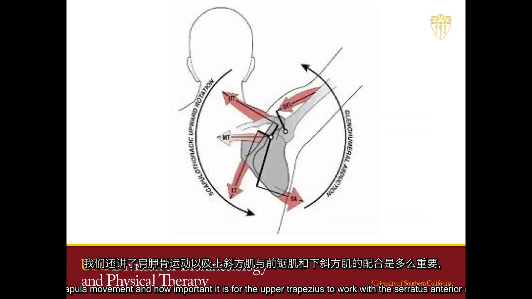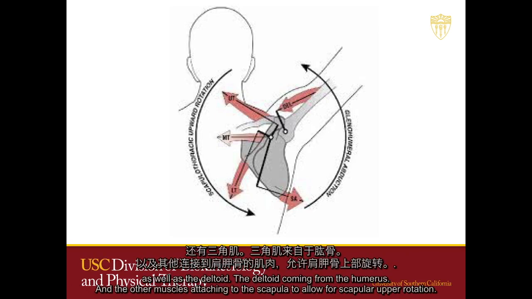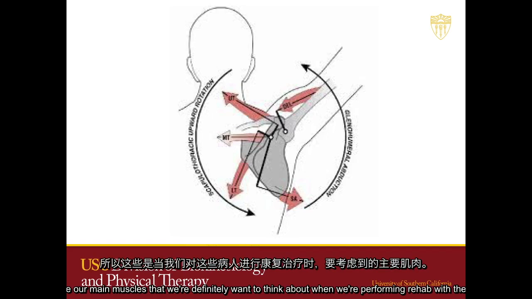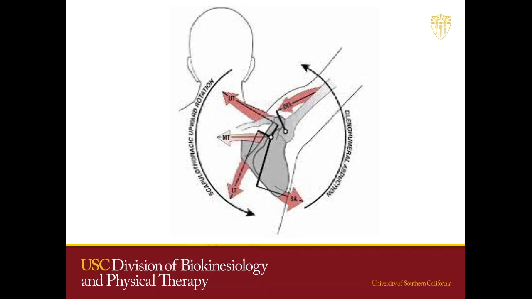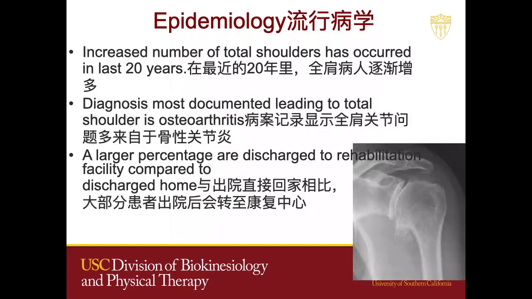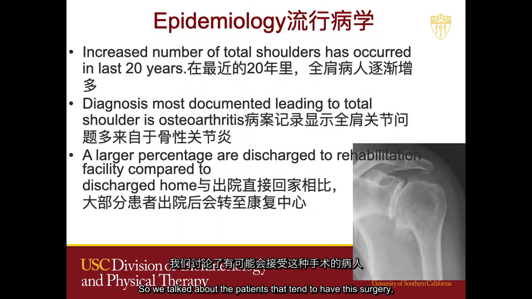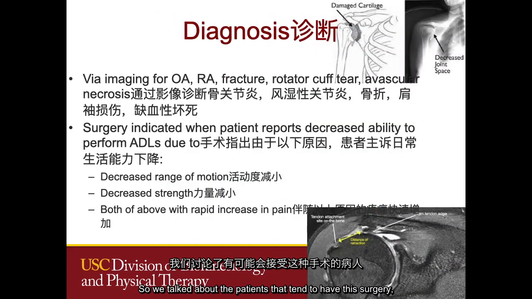We also talked about scapular movement and how important it is for the upper trapezius to work with the serratus anterior and the lower trapezius, as well as somewhat with the deltoid coming from the humerus and the other muscles attaching to the scapula to allow for scapular upward rotation. So those are our main muscles that we're definitely going to want to think about as we're performing rehab with these patients.